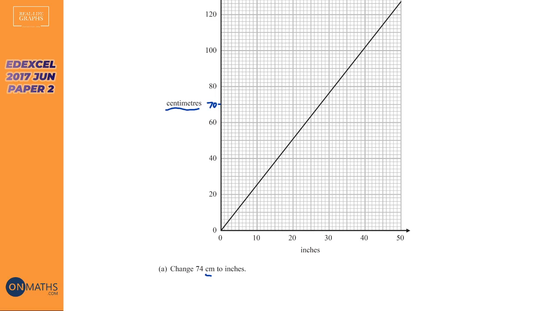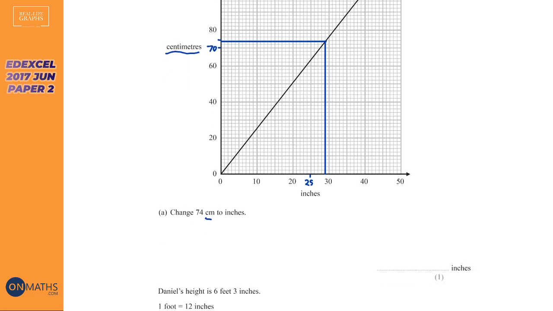So 74 would be this one here. And all we need to do is show the examiner that we know what we're doing by drawing a line across from it and a line down where it hits the graph. Should be here. Okay, so we've got to figure out what the axis at the bottom, what inches are going up in. Well, this would be 25 here, so they seem to be going up in ones. So the answer to that will be 29, reading off from the graph. Right.